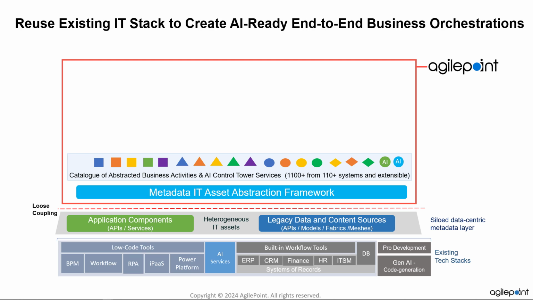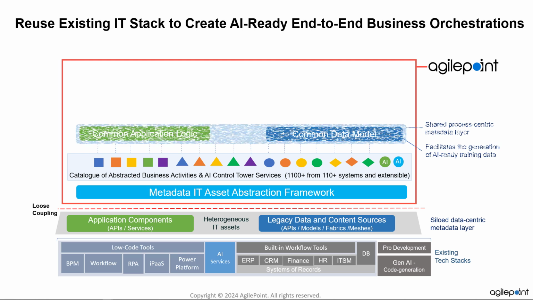So then what we do in the AgilePoint platform is we abstract these IT assets through our abstraction framework layer to provide a single business process or app-centric view of metadata, which becomes commonly available across these application assets. So as a result, it transforms the metadata-based app design from being data-centric to being business process-centric. So as you can see in the slide, we are composing using reusable assets and composing a common data model.